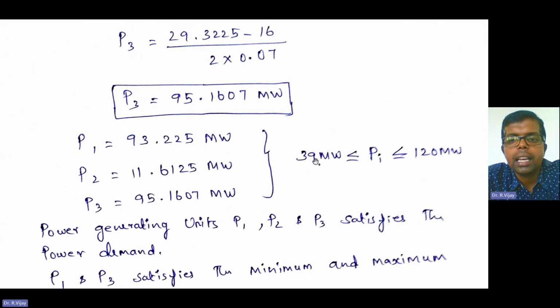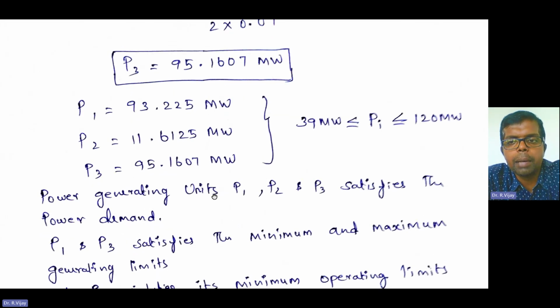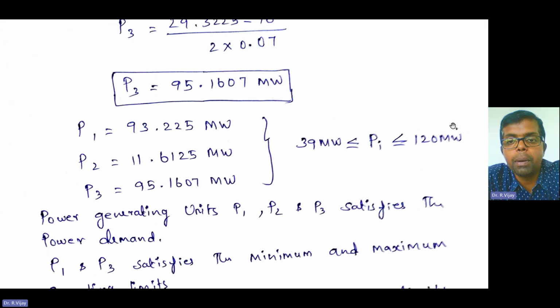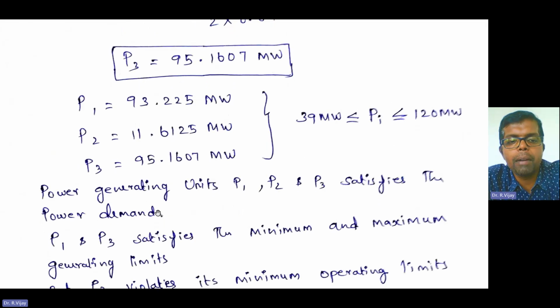So here the limit also given. If the limit is not given, you can just wind up this problem. Just calculate the demand and wind up the problem. But the problem limit is given: 39 megawatt less than or equal to Pi less than or equal to 120 megawatt. So power generating units P1, P2, and P3 satisfy the power demand, but you need to check whether P1, P2, and P3 are all within the minimum and maximum operating limits or not.